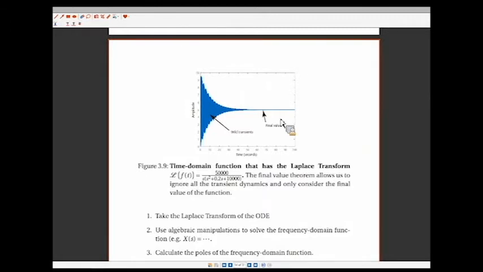So if you don't care what happened in between, you just want to know what happened at a very, very long time period, the final value theorem is a very effective tool for solving that.